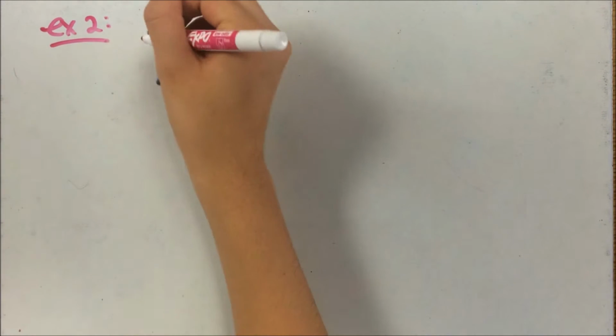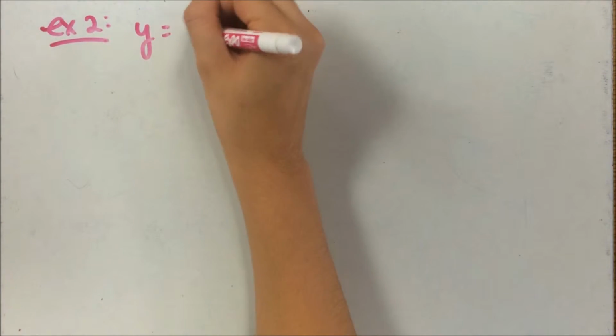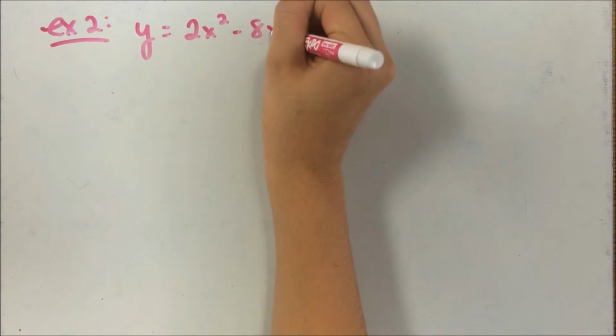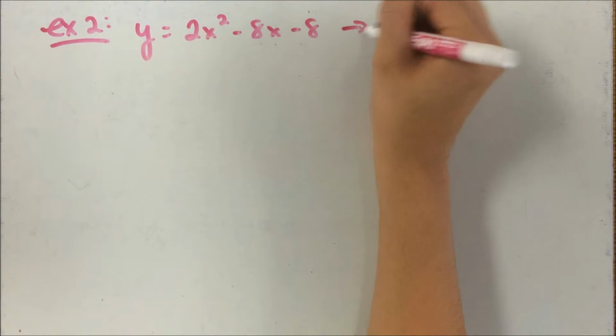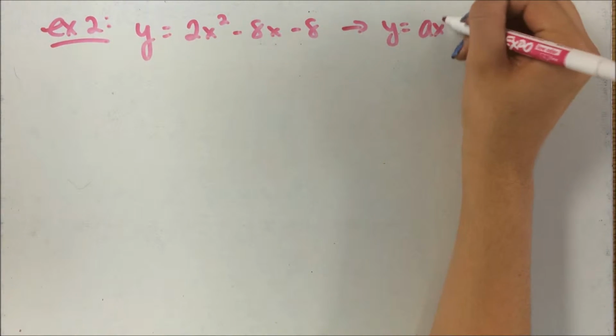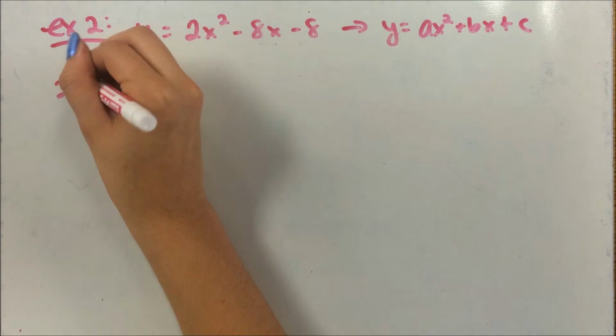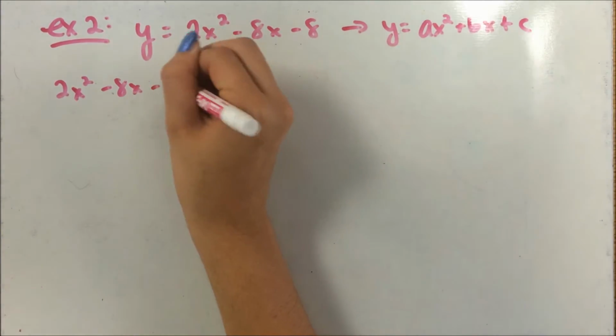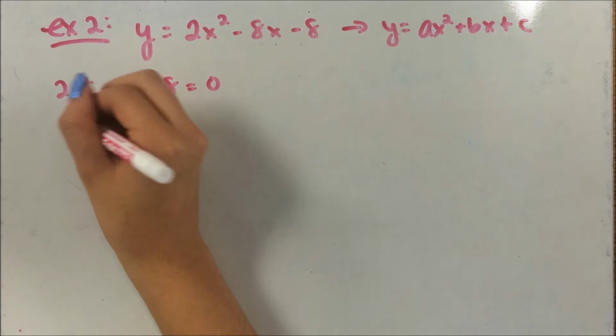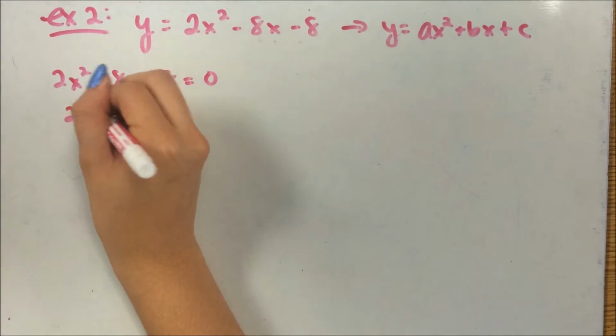For our second example, find the x-intercepts of y equals 2x squared minus 8x minus 8. This follows the form y equals ax squared plus bx plus c. First set the quadratic equal to 0. Then move c to the other side by adding 8 to both sides.